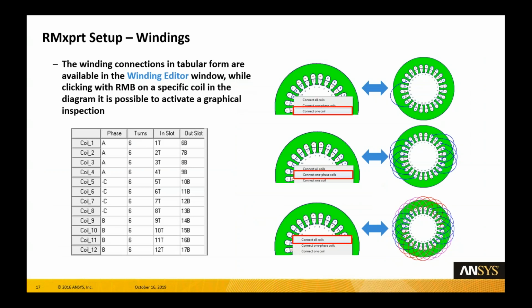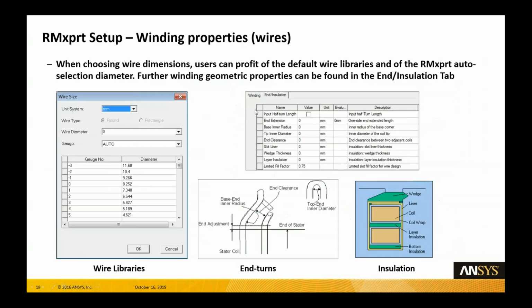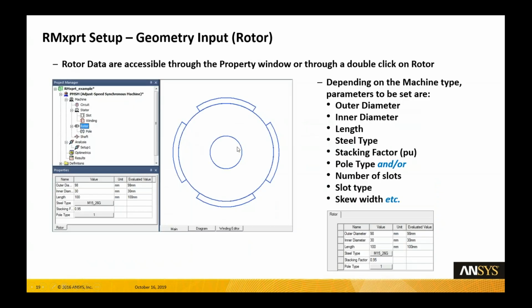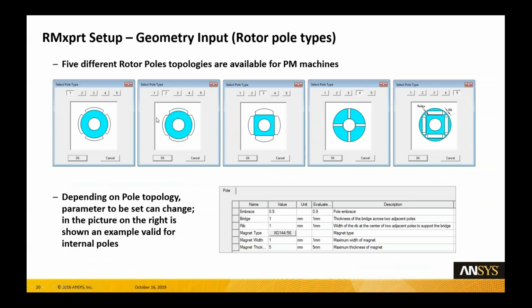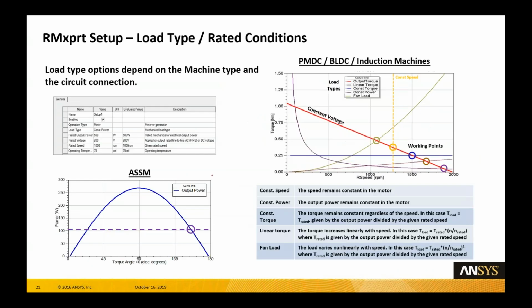More winding options. Winding properties here, and we can also define the wire size of the winding. On the rotor as well, a bunch of parameters to manipulate. Rotor types are also available.